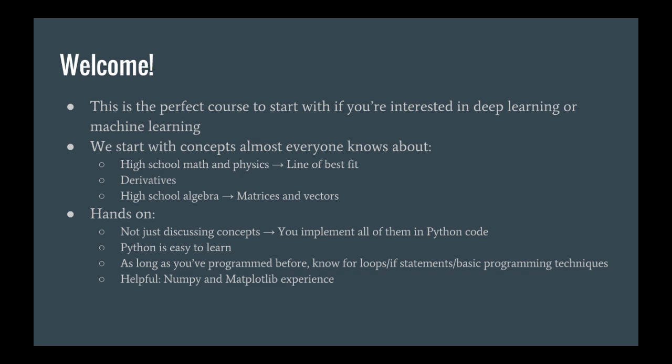This course is very hands-on, so we're not only going to discuss concepts, but you're also going to implement all of these concepts in code. Python is a pretty easy language to learn, so long as you have some concept of for loops, if statements, and other basic programming techniques. You should be able to follow along. It would help if you've used NumPy and Matplotlib before, but it's not critical. The code examples are very short, and it should be very obvious what's happening.